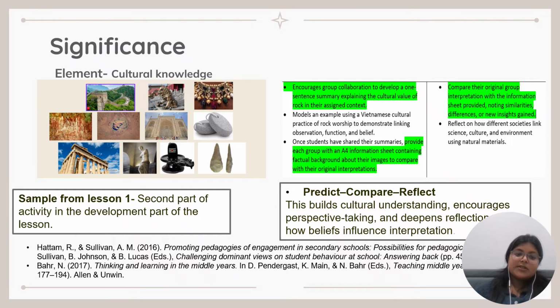The next strategy used is called predict, compare, reflect. In this task, students worked with their cultural groups to write a short statement explaining what the cultural value of the rock would be. So if you could see here, these are the examples that were given to each culture group. So there were four in total, and they come up with their own statement of how the rocks were used based on their own biases.